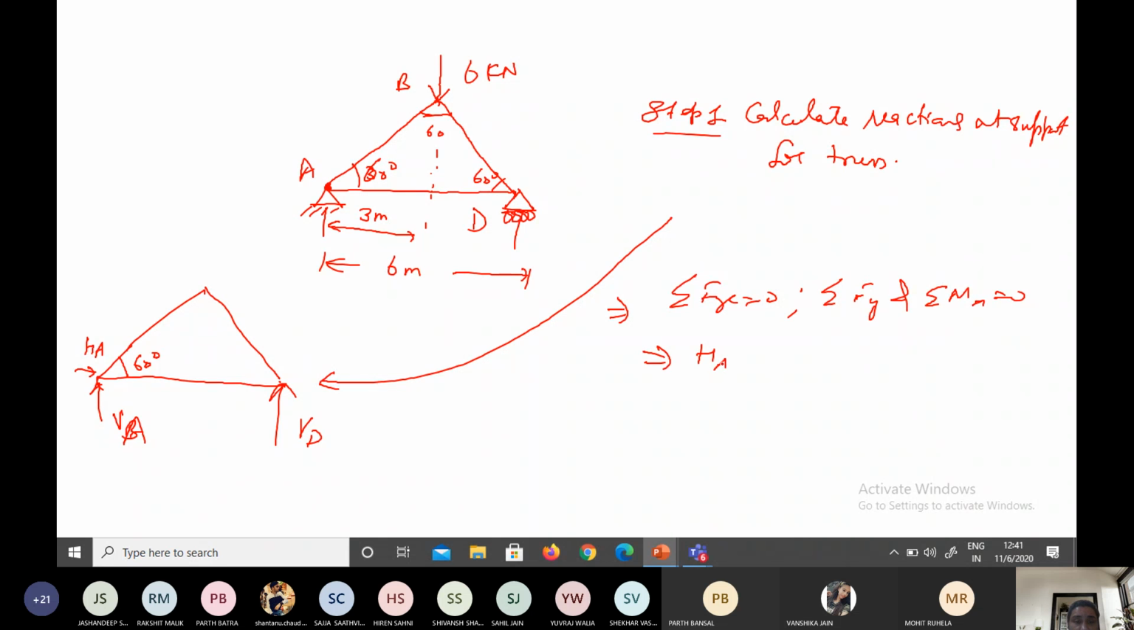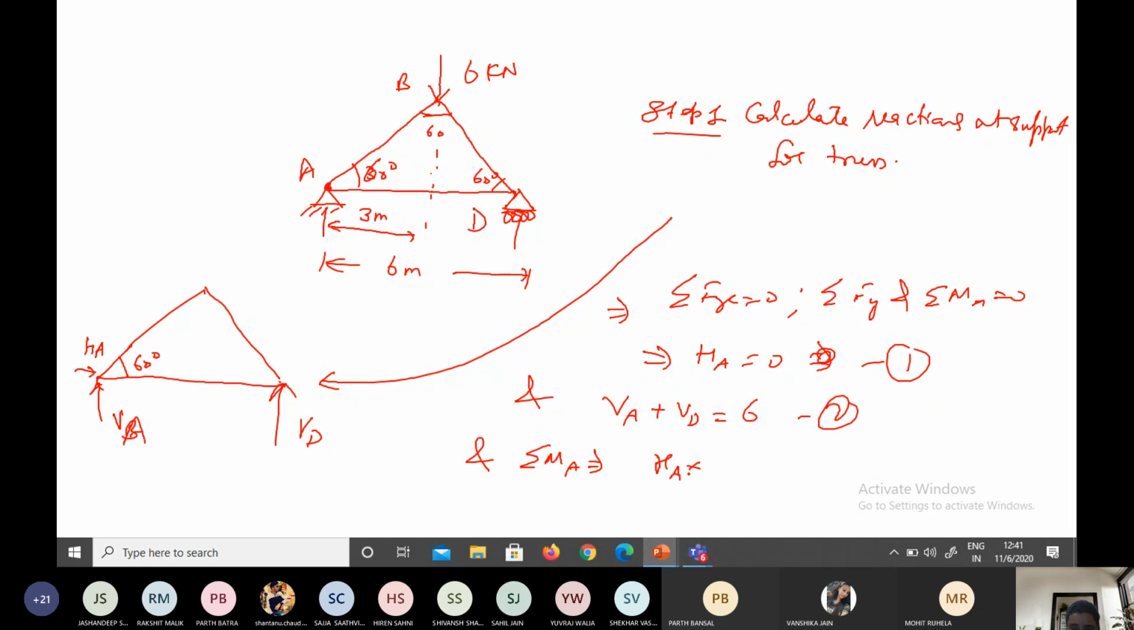So in HA, there is no other force. HA will be equal to 0. So this will be question number 1. For VA, how many forces are there? VA plus VD is equal to how much? 6 kilonewton. And what is moment equation from here?